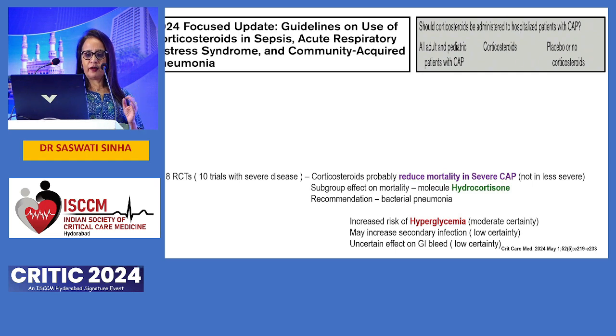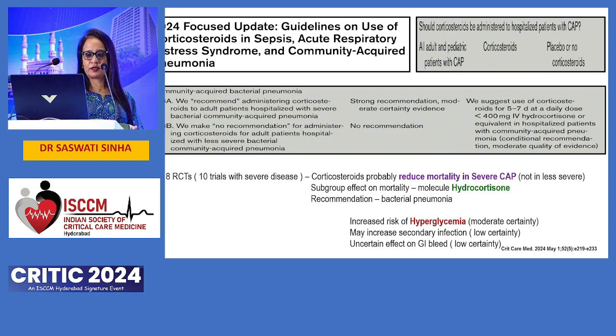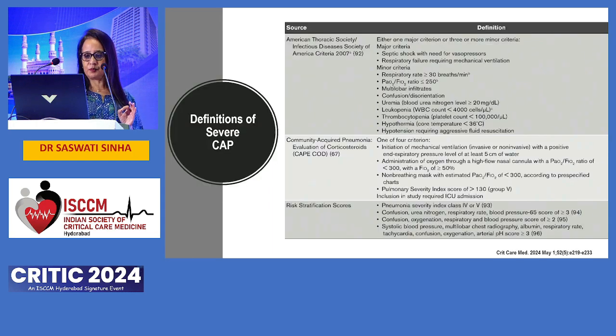So putting everything together, this is the latest focused update which addresses the issue of whether corticosteroids should be administered to patients with CAP. They included all adult and pediatric patients with CAP, and they recommended administering corticosteroids to adult patients who were admitted with severe community-acquired pneumonia, but not for non-severe pneumonia. The dose suggested is 5 to 7 days of hydrocortisone, less than 400 milligrams or equivalent per day.